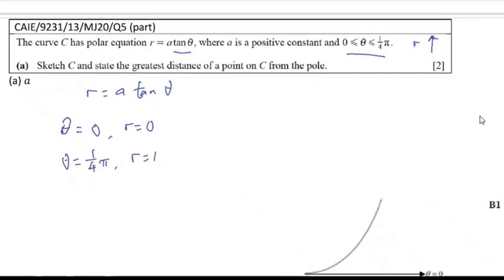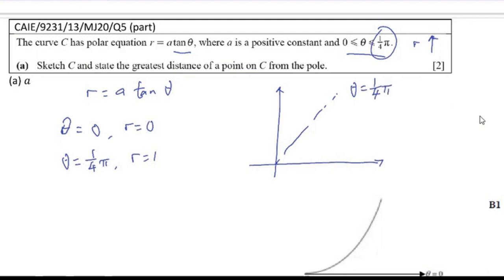So we know that the graph is always increasing. So the r is going from 0 to 1, right? So we can do the sketching very easily. The graph that we're going to sketch here, if there is an important value of theta, always include that, because we know that theta is only up until 1 over 4 pi. It is good for us to include that, so that it reminds us that we shouldn't go beyond that for theta here.